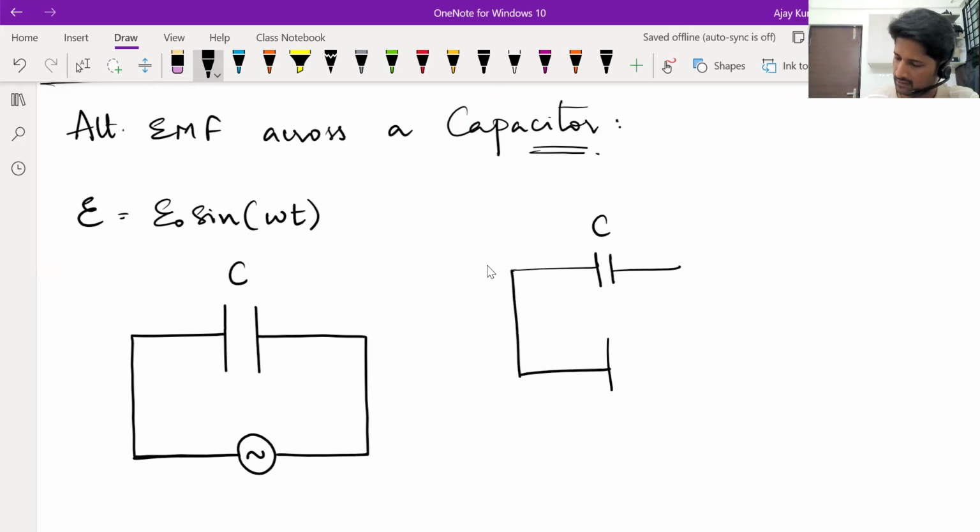Suppose you had something like this. Let's say a battery of EMF V is connected to a capacitor, capacitance C. What will happen? Rishi, you are saying current flows through it. Current will flow definitely. And finally, what will happen?